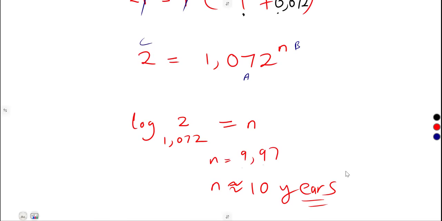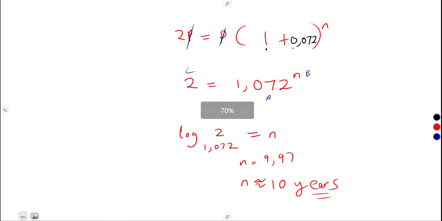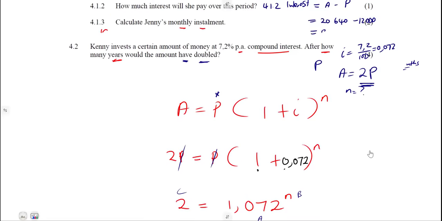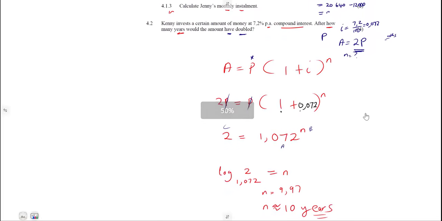That investment is going to take approximately 10 years to double. That is what it simply means on 4.2. That was the type of question.